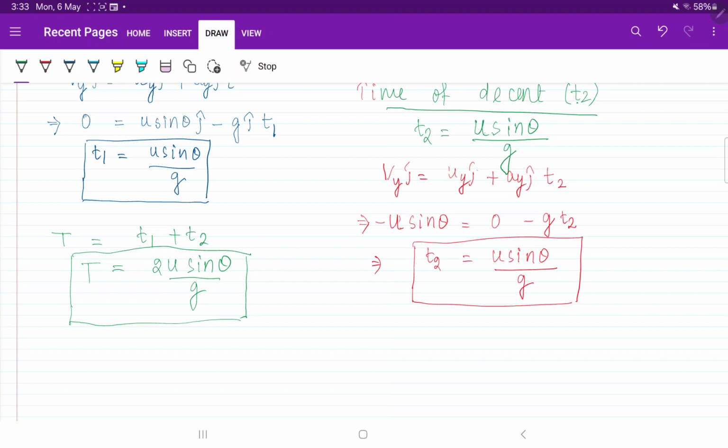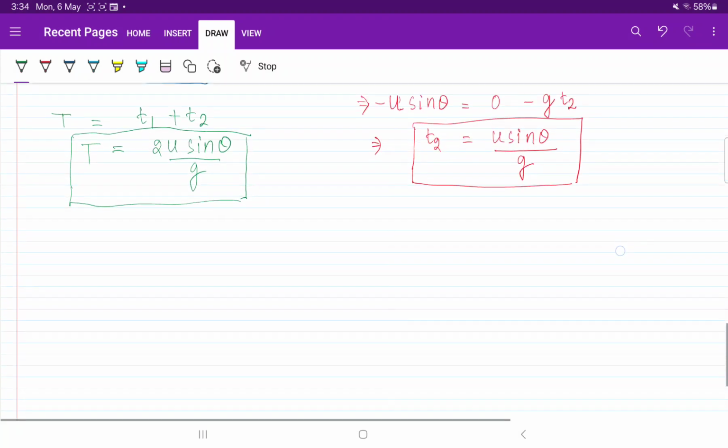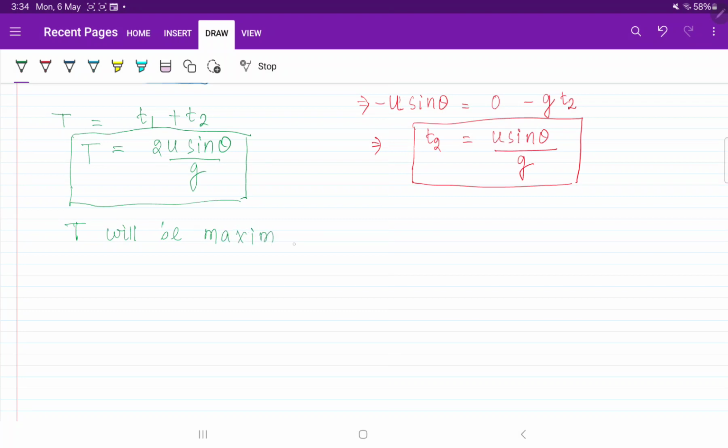You can clearly see that it depends upon the initial velocity and the angle of projection, that is theta. So the time required to complete the trajectory will be maximum, so t will be maximum when sin theta will be maximum.